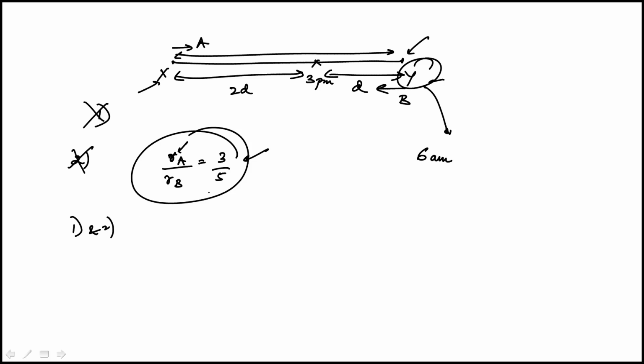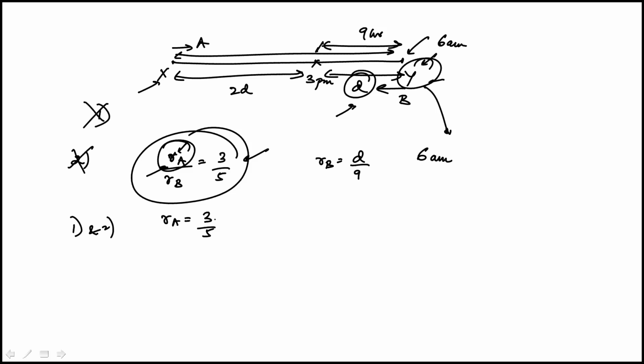If I combine 1 and 2, train B left here at 6 a.m. and got there at 3 p.m. So that means it took 9 hours. And its average rate for train B would be distance over the time it took, D over 9. And I can figure out what the rate of A would be. So it's 3/5 of B, 3/5 times D over 9. I can simplify that: D over 15.